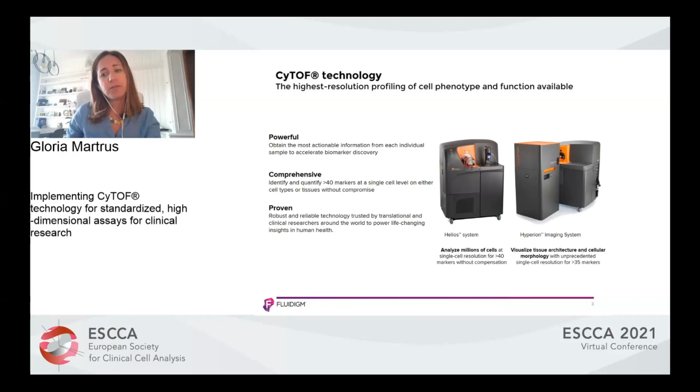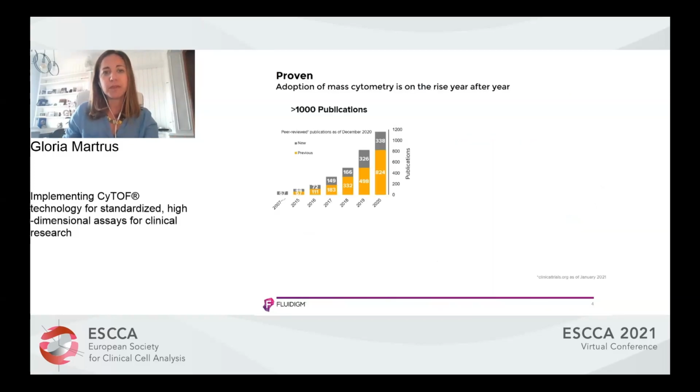We also have the Hyperion System, which is this big block machine that we put in front of the Helios, as you can see here in the image. It allows you to visualize tissue architecture in FFPE tissue samples or even frozen samples with single cell resolution, even subcellular resolution, because we're going at 1 micron resolution, and we can actually measure more than 35 markers.